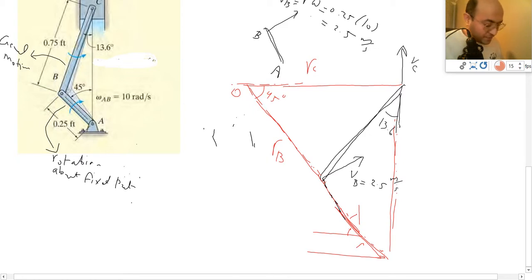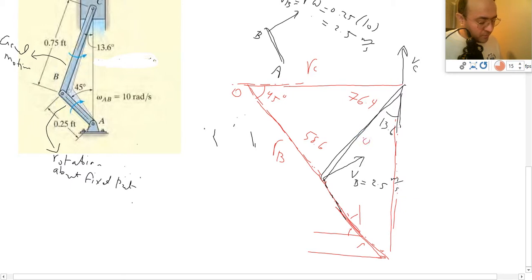Now I need to find two more angles. The first angle here is 13.6. The sum of these two angles will be 90. So 90 minus 13.6, and that's 76.4. So I have 76.4. And again, the summation of the angles in a triangle will be 180. So you have 45, 76.4. The angle here is going to be 58.6. The length of this bar is 0.75 feet. Let's use law of sines.